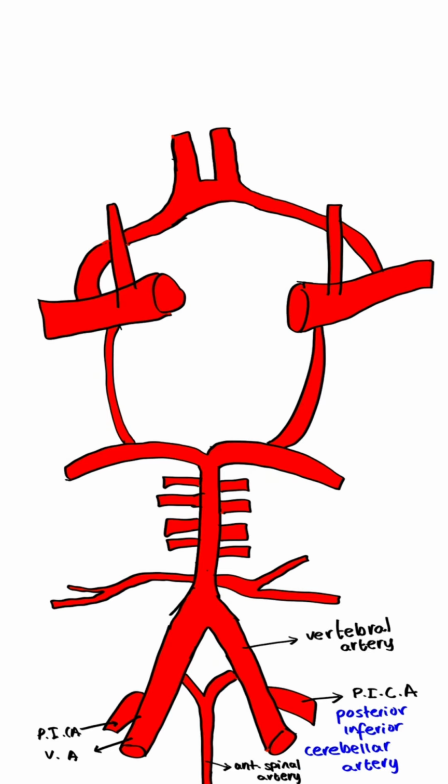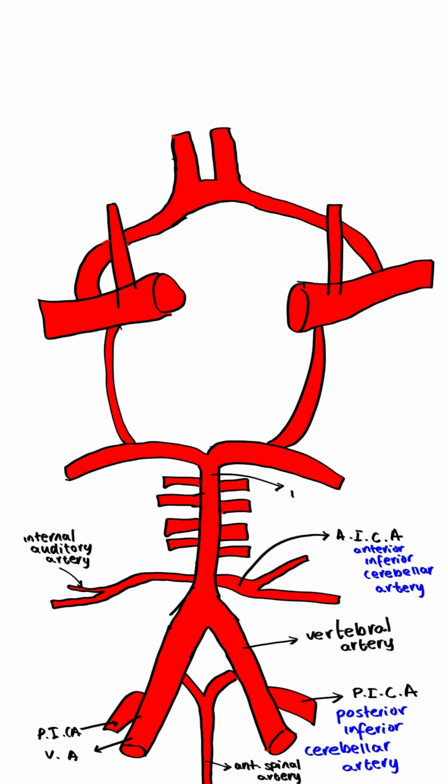So moving up, the vertebral arteries will actually converge together to form the basilar artery, and the first branch of that is going to be the anterior inferior cerebellar artery, or the AICA, and a branch of that is going to be the internal auditory artery.